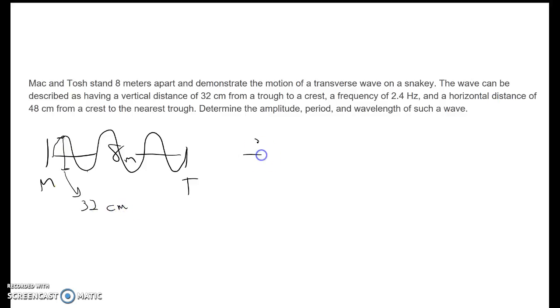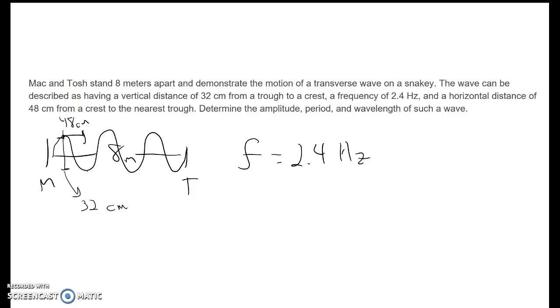The frequency is 2.4 hertz. And the horizontal distance from a crest to the nearest trough, so here to here, is 48 centimeters. And we want to find amplitude, period, and wavelength. Wow, you're being asked for a lot here. So how can we take that information and use it?